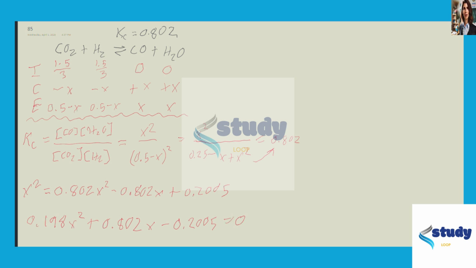I can now do the quadratic equation. X equals negative b, which is 0.802. Ordinarily, the quadratic equation is plus or minus the square root, but here we're just going to do plus because we know we have to have a positive concentration, and b itself here has a minus sign in front of it.